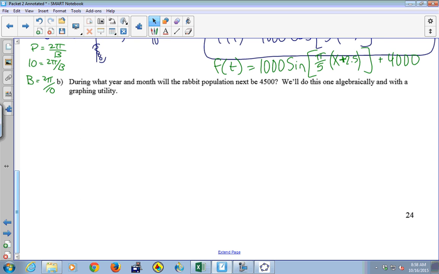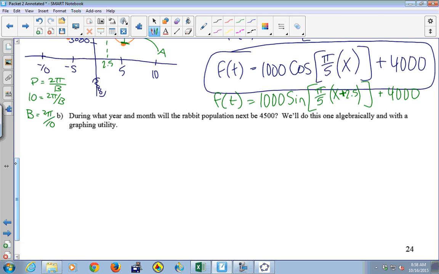Okay, so given these functions, what year and month will the rabbit population next be 4,500? So I'm going to do it two ways, algebraically and graphically. So the question is when, right? What year and month? So I'm going to be solving for t. Sorry, these should all be t's. So I'm solving for t, and f of t represents population, so I need to solve the equation 4,500 equals 1,000 times the cosine of pi over 5 x plus 4,000.